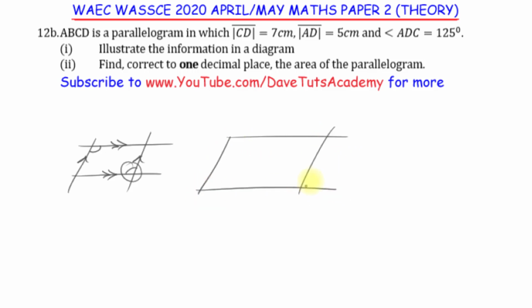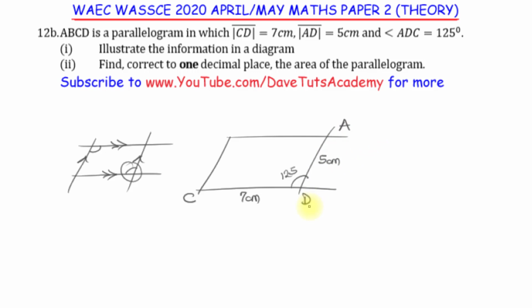I just want to do a rough sketch in which this is the 125 degrees. ADC means that D is the midpoint here, where we are taking the angle. Then we are told that AD is 5 centimeters and CD is 7 centimeters. Between these two, which one is longer? You can see that this is the longer one. So this will have to be CD and this will be 7 centimeters. And here will have to be A, so that this is AD and this will be 5 centimeters.